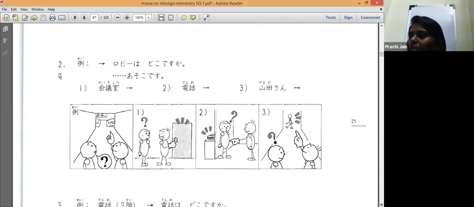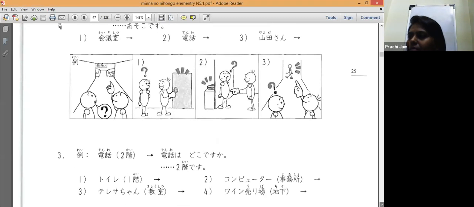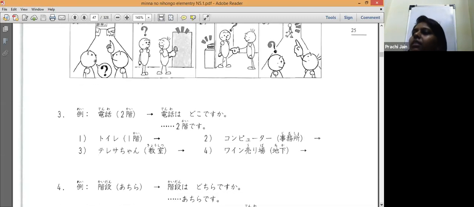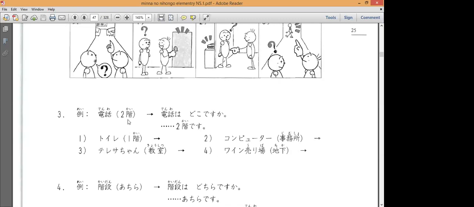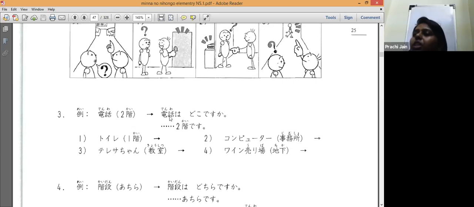Okay. Come to the next one. Here in the ray part it's written Denwa, in the brackets Nikai. Remember what is Nikai? Second floor. So first of all make a question. Denwa wa doko desu ka? Answer: Nikai desu. Got it? So write down 1, 2, 3, 4.